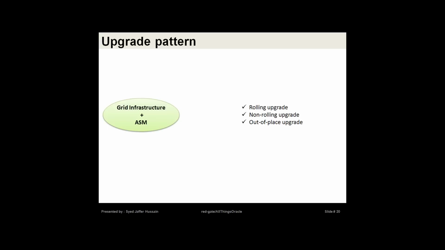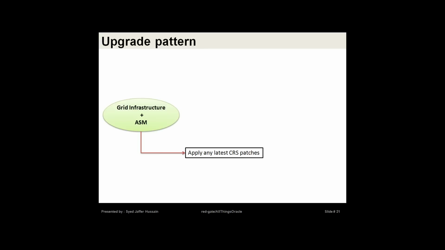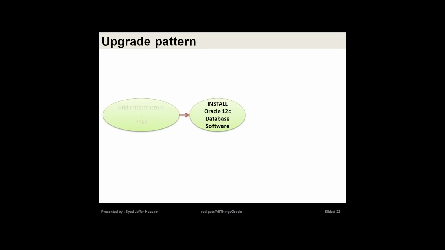If you decide to go with the individual approach, you first upgrade your grid infrastructure, followed by ASM using the ASM Configuration Assistant. But as a best practice, it is highly recommended that you upgrade grid infrastructure and ASM all together. After you complete the ASM and grid infrastructure upgrade, if there are any latest CRS PSU patches, you just go ahead and apply them. Then you go ahead and install the 12c database RDBMS software in a separate directory. After that, apply any latest PSU patches in the Oracle 12c home.